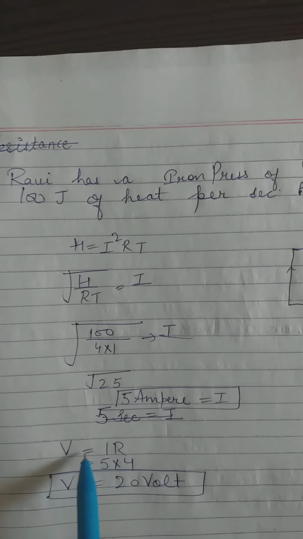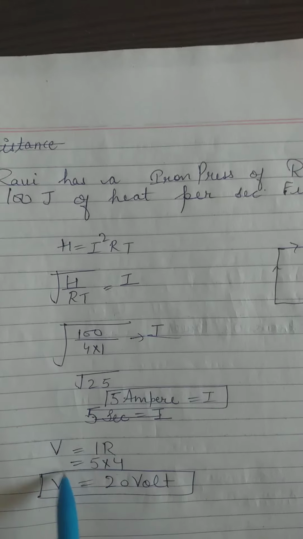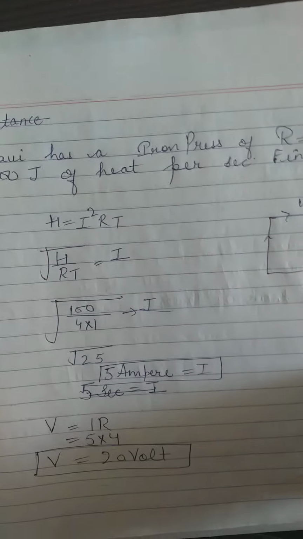Okay, you have to find out the potential difference. So V is equal to IR. Put the value of the current and resistance. The voltage will be 20 volt.